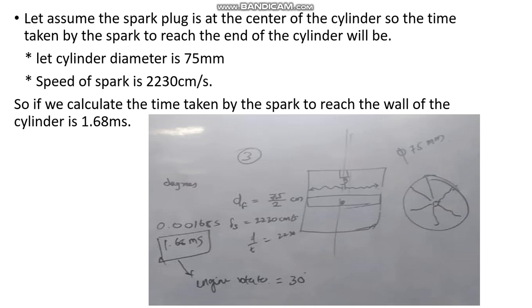That means, when the spark occurs after 1.68 millisecond, the full power is achieved. Means, when the spark occurs after 1.68 millisecond, the piston should be at 5 degree after TDC. So, now let us see in 1.68 millisecond how much our crank will travel.